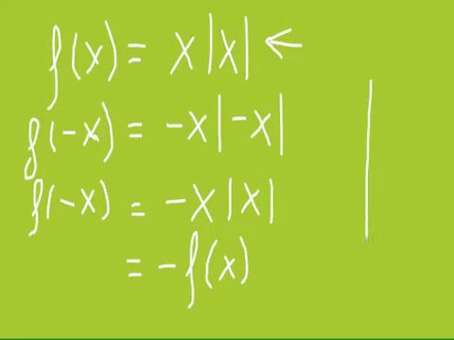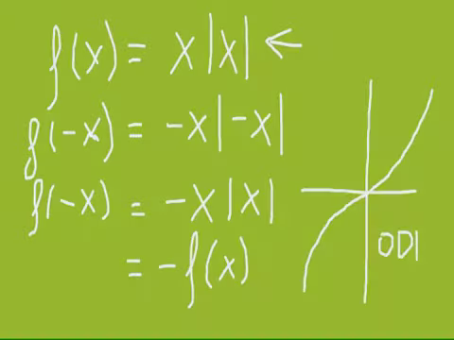Now, if we were to look at the graph, we can verify that with the graph too. That graph looks something like that. And so there's symmetry across the origin, and therefore this is an odd function.